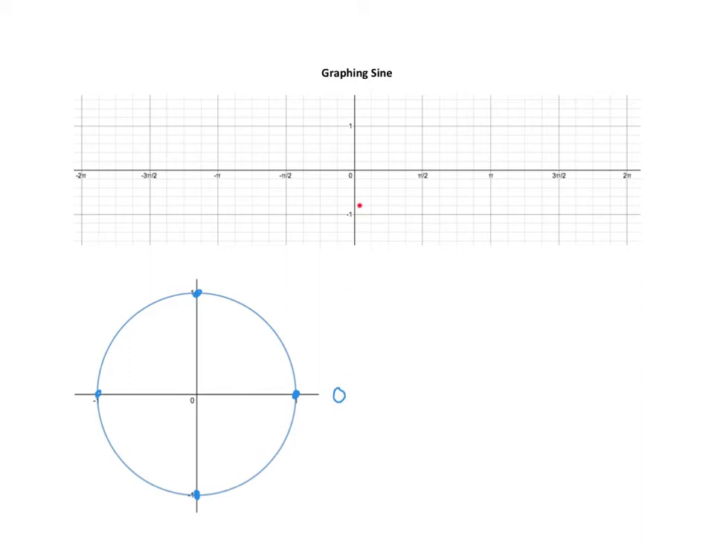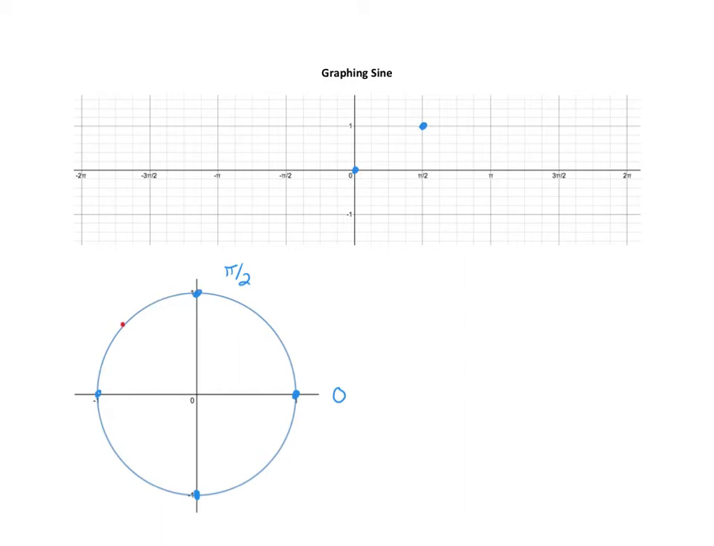So 0 radians would be right here on the x-axis. The y value of this point is y is equal to 0. So that means for sine at 0, it equals 0. All right, so if we rotate all the way up to here, in terms of radians, we are at pi over 2. And the y value of this point is going to be on the graph of sine. And here the y value of this point is equal to 1. So at pi over 2, I'm going to plot the number 1.